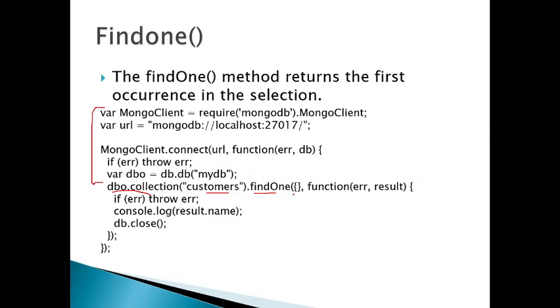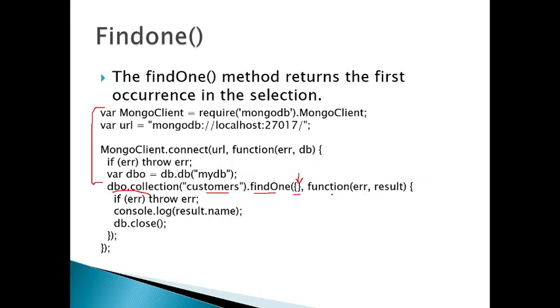In this case, we are passing empty curly braces, an empty object. It means find all. It will find all the records and return only the first one. So by doing this, we are retrieving the first record or first document from our collection. So dbo.collection customers.findOne, and we are passing an empty object. If we pass some specific property here, it will search for that specific property and return the results.